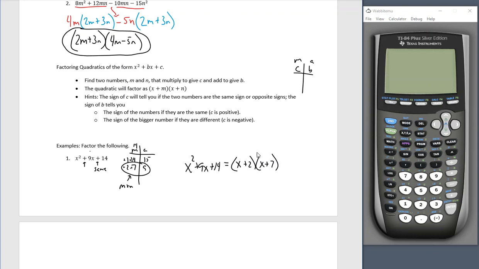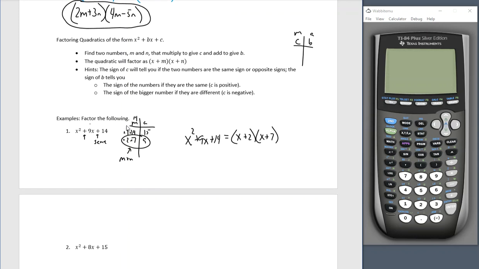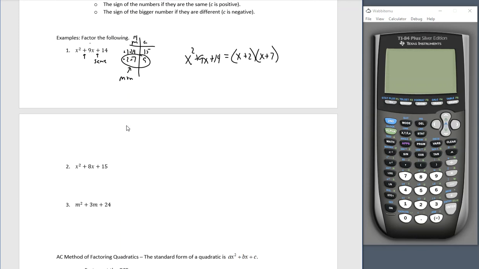All right. Now, if c is positive, they have the same sign. If c is negative, we have to have opposite signs. A positive times a negative was the only way to make it negative, or a negative times positive. Now, the sign of the numbers, if they are the same, so that positive in front of the 9 told me, oh, since they're the same, they're both positive. Let's see what else these little hints can give to us.